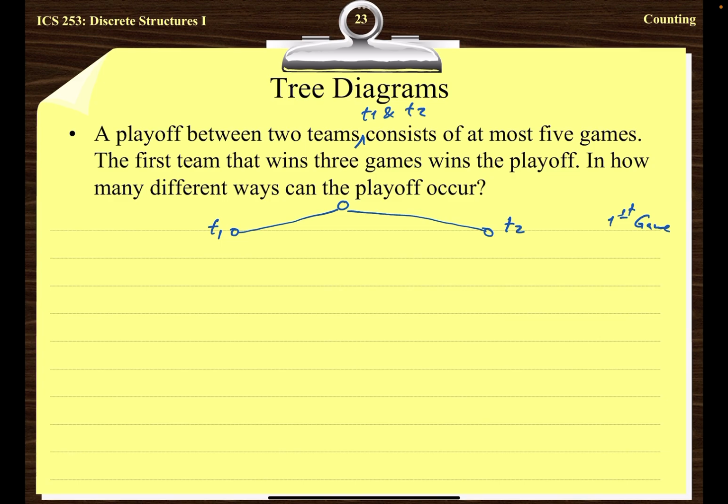Now let's go to the second game. Again, what are the possibilities? Either Team 1 wins or Team 2 wins, and similarly here, Team 1 wins or Team 2 wins. So this is basically the second game. Do you think we have a winner by this time? Why not? Because we need to win 3, and we only played 2. There is no way that the playoff is finished.